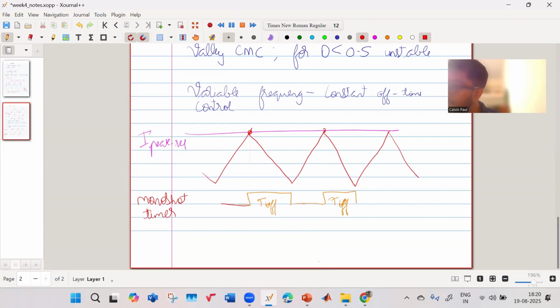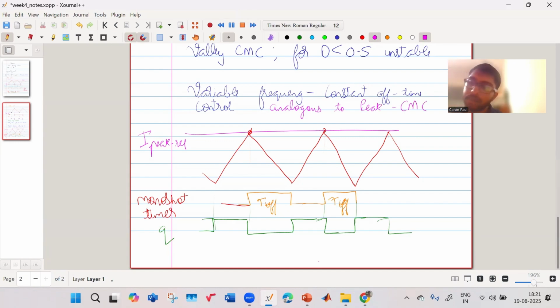This is the output of your monoshot timer. And your actual gate signal, which will be going to your switch, will be given like this. It is a complement of this. Not exactly the complement, there will be some dead time and so on. But this is your actual gate signal. So constant off time control is analogous to peak current mode control.